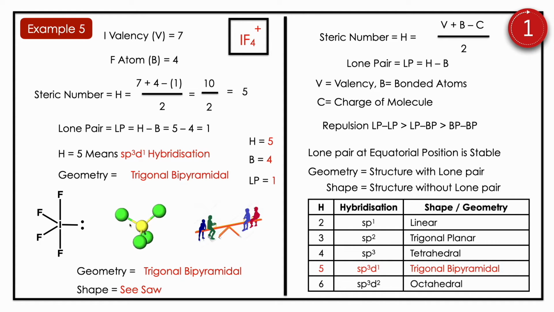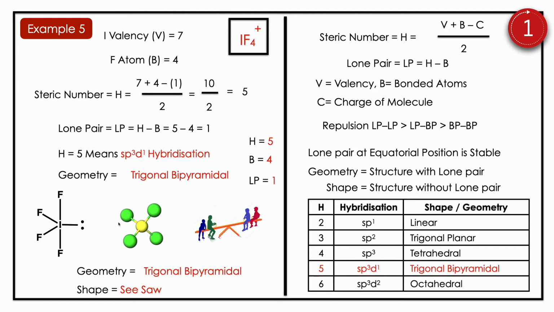Now example 5, which is IF4 plus. Iodine valency is 7. Fluorine is the bonded atom, which is 4. Steric number, if you look at it, H equals 10 by 2, which gives 5. Lone pair is H minus B, which is 5 minus 4 equals 1. So one lone pair, H5.